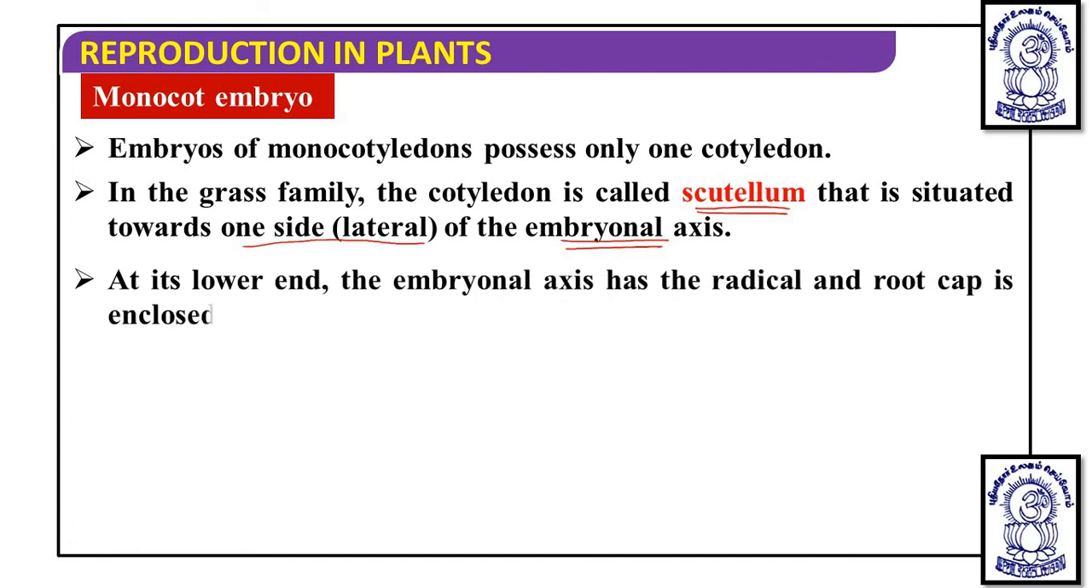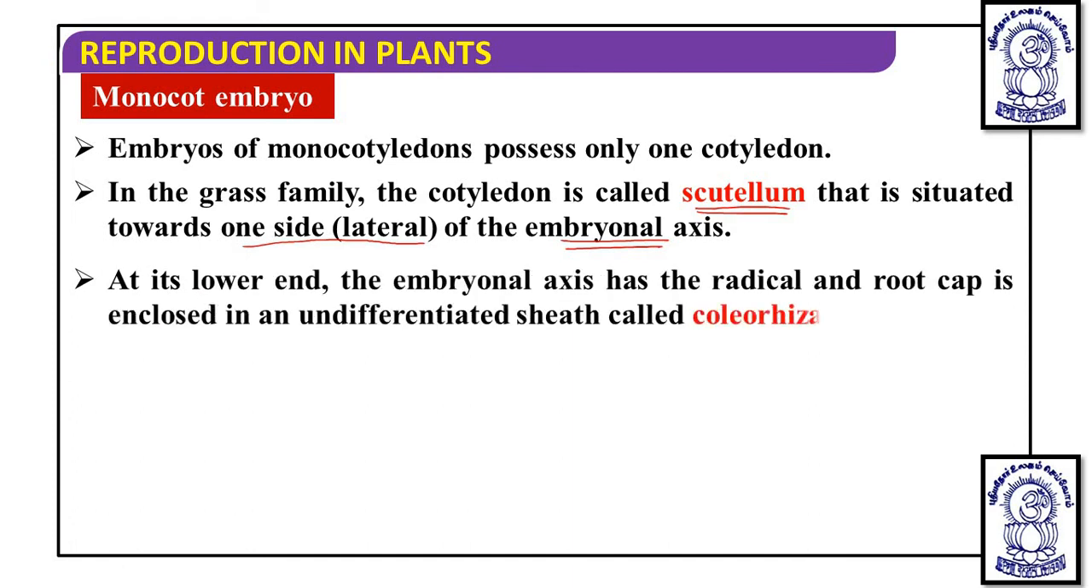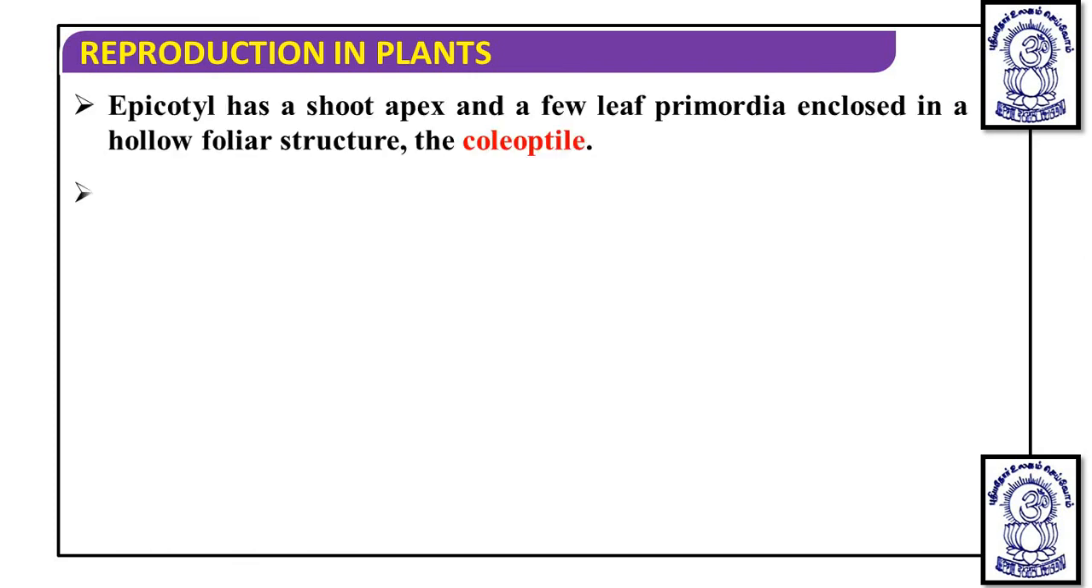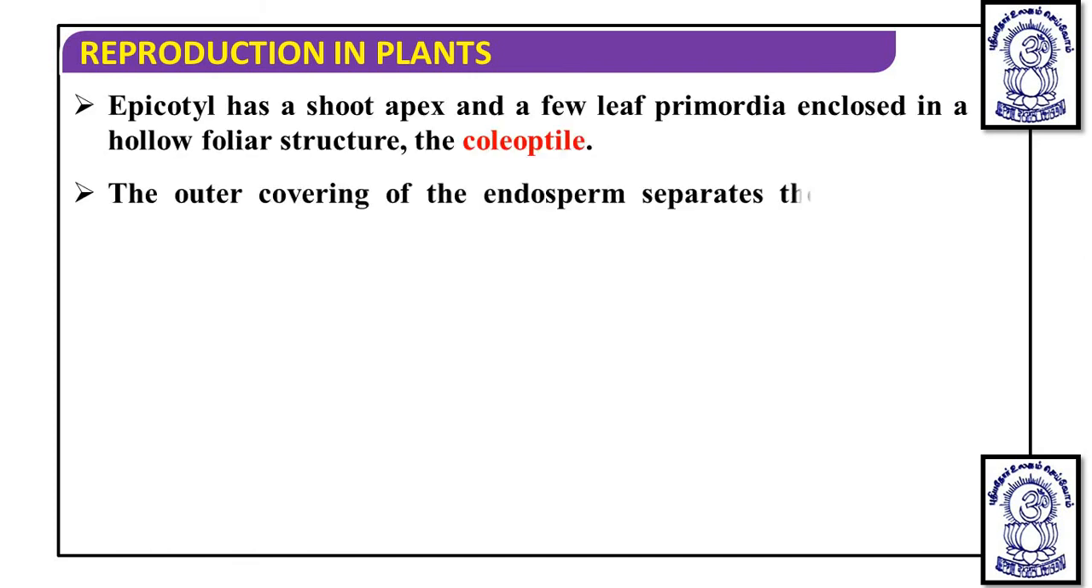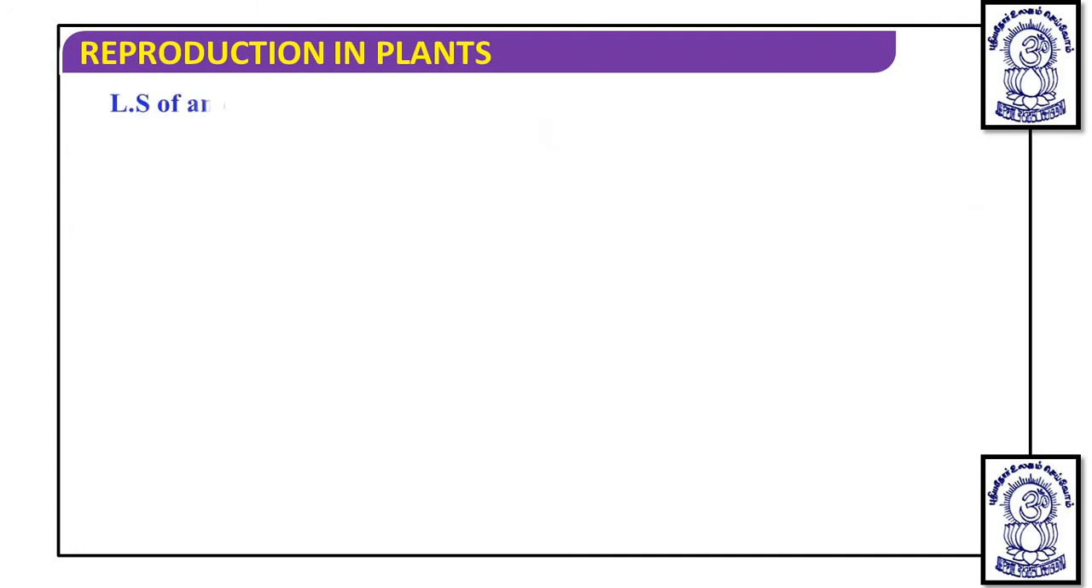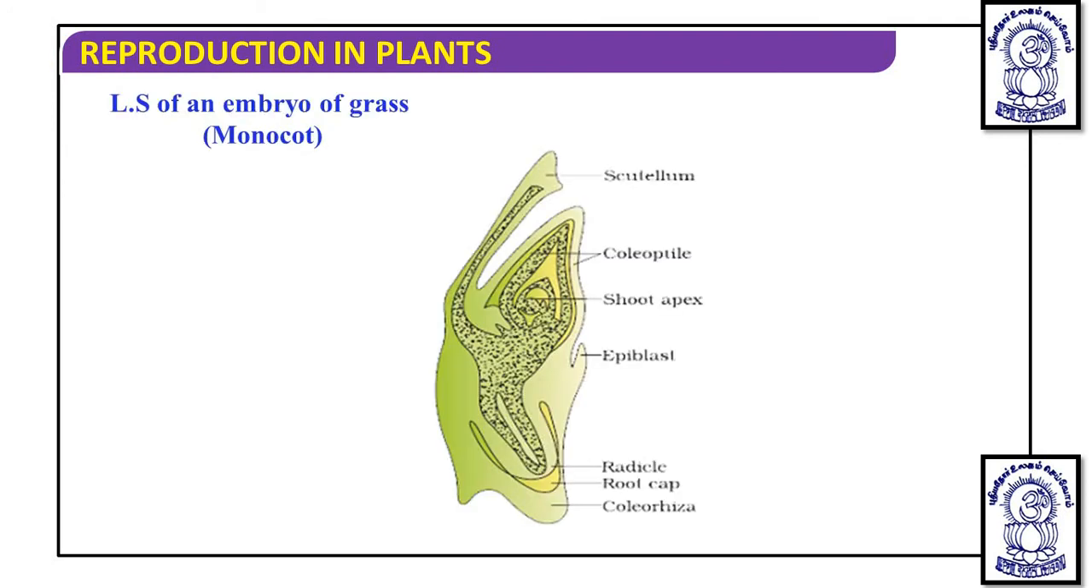At the lower end, the embryonal axis has the radicle and the root cap, and it is enclosed in an undifferentiated sheath called the coleorhiza. We will discuss where the coleorhiza is. The portion of the embryonal axis above the level of attachment of scutellum is the epicotyl, and the epicotyl has a shoot apex and a few leaf primordia enclosed in a hollow foliar structure, that is the coleoptile. First, let's talk about the diagram, then we will discuss this, then you will understand it properly.